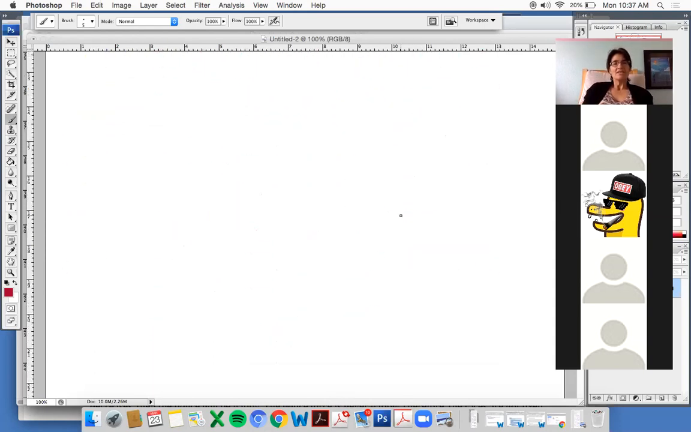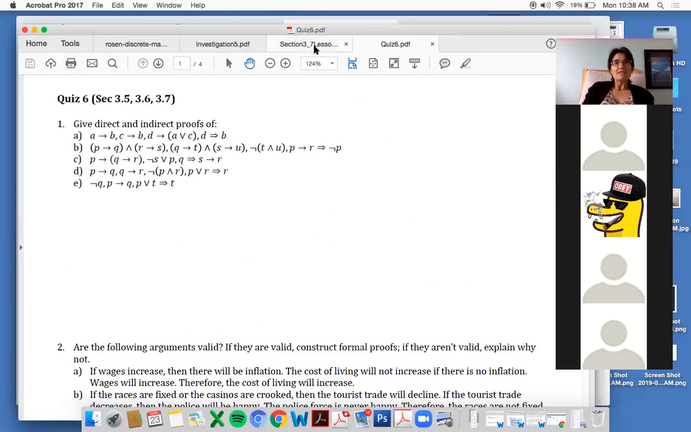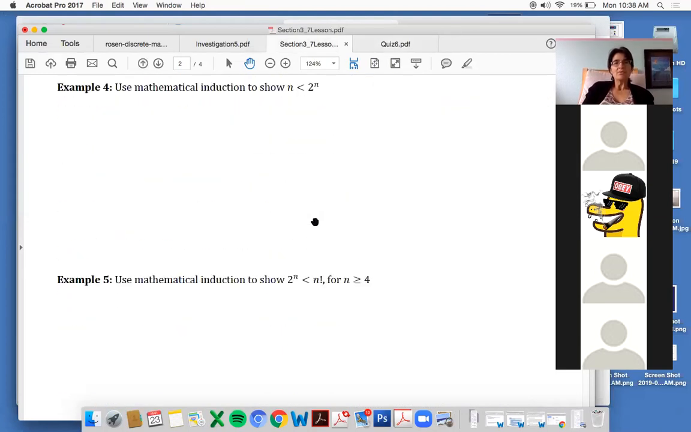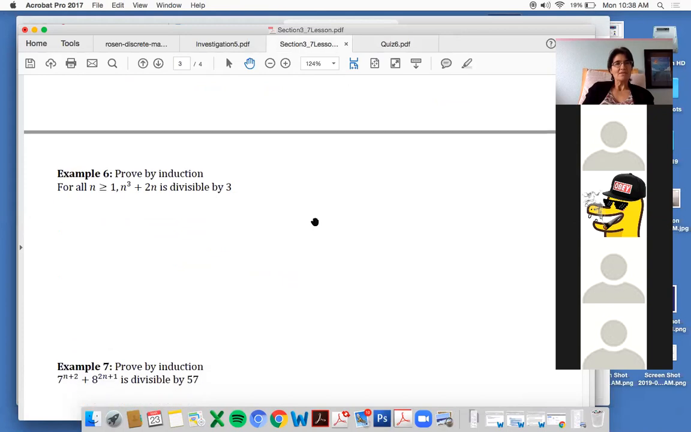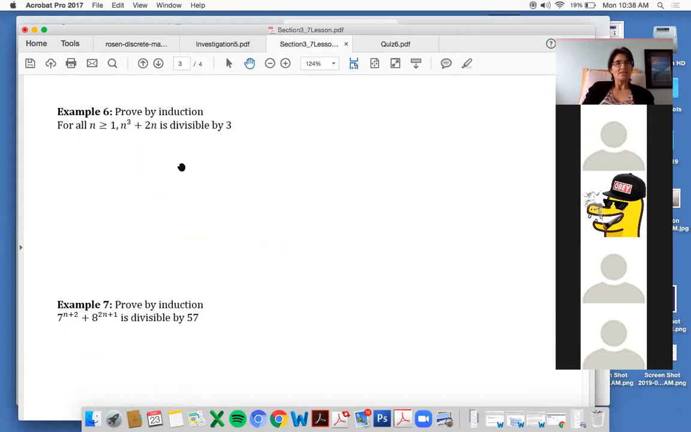Okay. All right. Let's look at an induction problem with divisibility. So let's look at another example. And I don't have one. Let's see. Let me just pull one from the lecture notes. I'll go over this one again. So let's look at example 6.